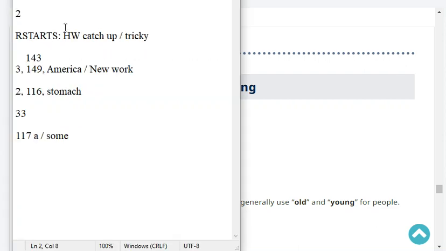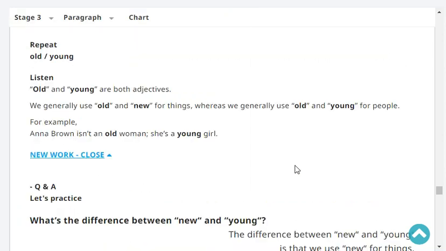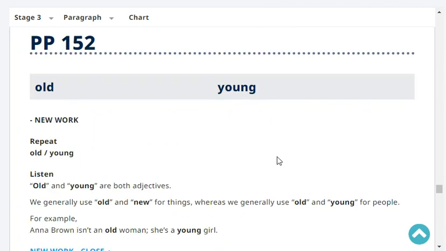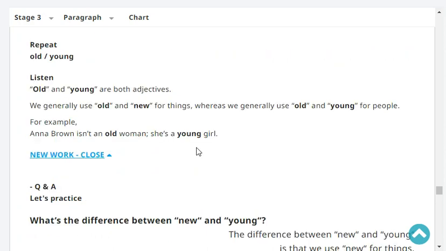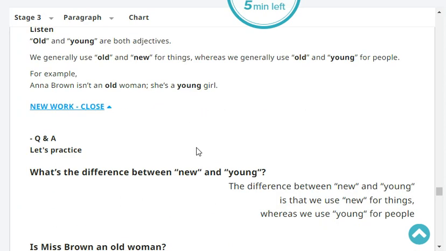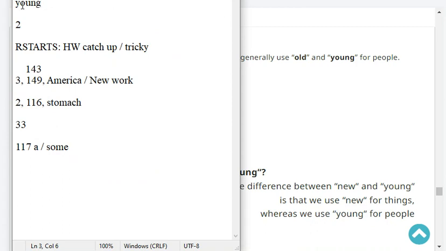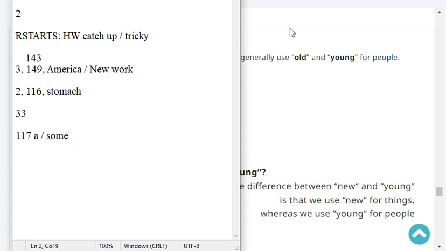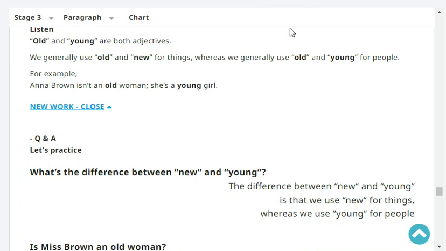Old and young are both adjectives. Okay, we generally use old and new for things, whereas we generally use old and young for people and animals. For example, Anna Brown isn't an old woman. She's a young girl. Okay, let's practice. What's the difference between new and young? The difference between new and young is that we use new for things, whereas we use young for people.